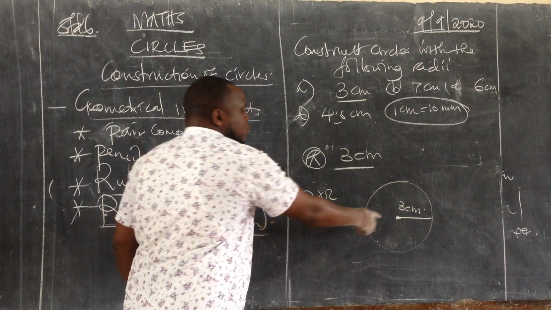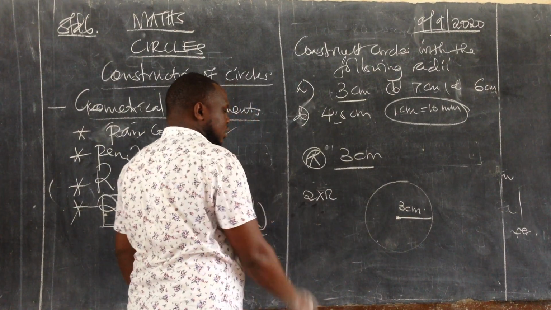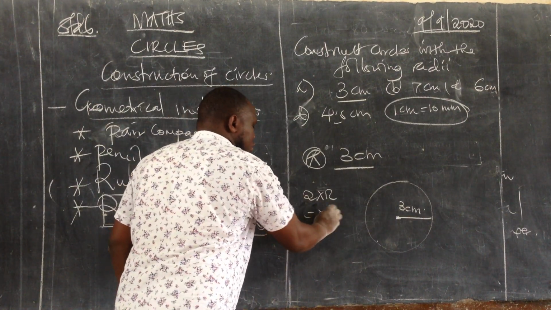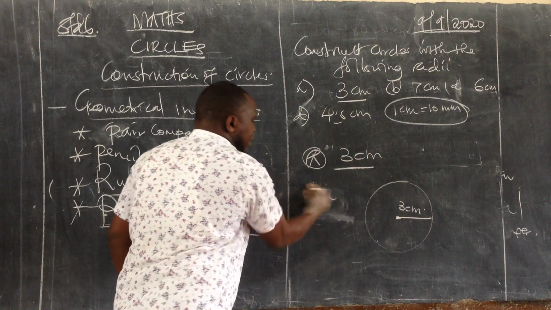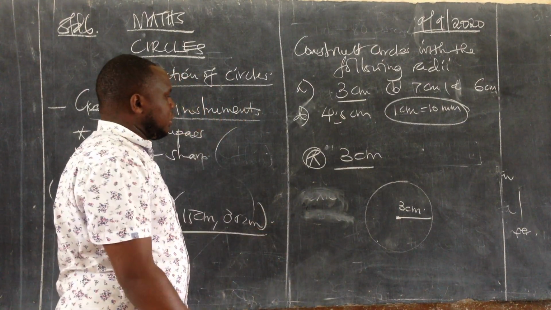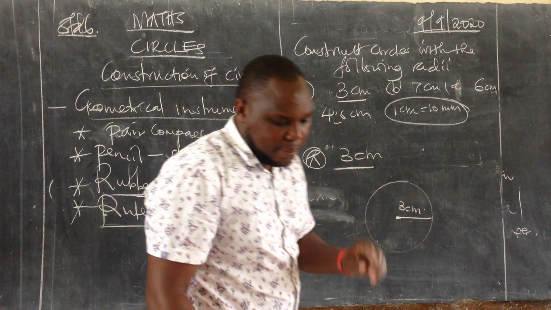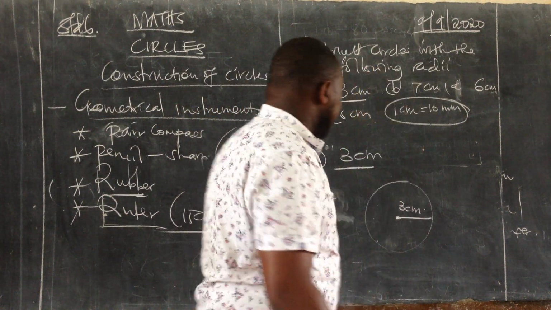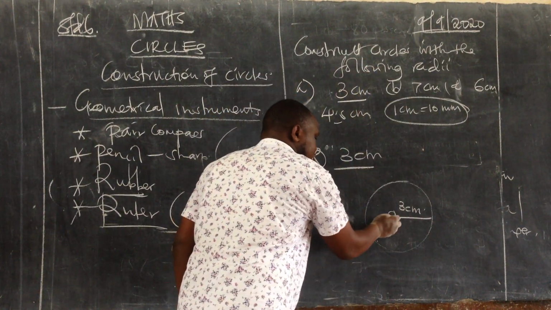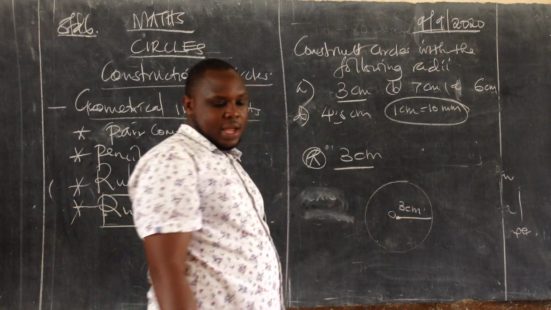What is 2 times the radius? You have the radius is 3 centimeters. So 2 times 3, so the diameter is going to be 6 centimeters. If someone asks you to do that. So that's my circle number 1. And then this is center O. Ensure that you put the center O there.